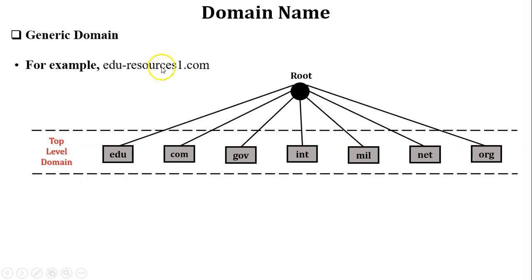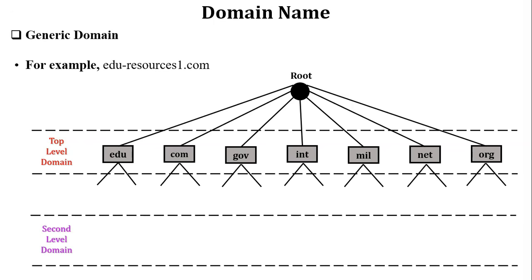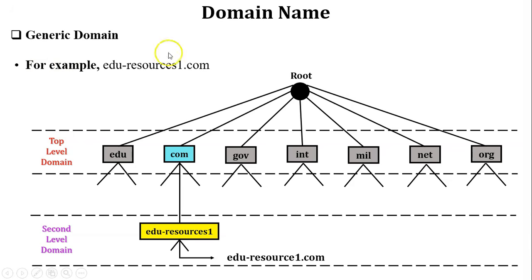So in our example, our website is connected with the .com domain. It means our website belongs to the generic domain. So our website's top level domain is .com. All the top level domains are connected with their respective subdomains. That is called the second level domain. So in this example, our URL is eduresources1.com. Here .com is the top level domain and eduresources1 is the second level domain. So it means our URL is written in the inverse DNS tree structure. Now see in this diagram, eduresources1.com. So this is the example of a generic domain.